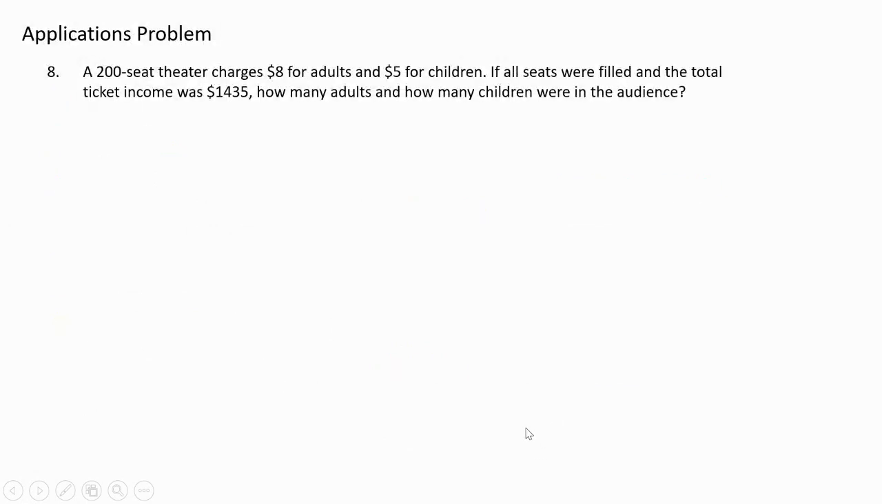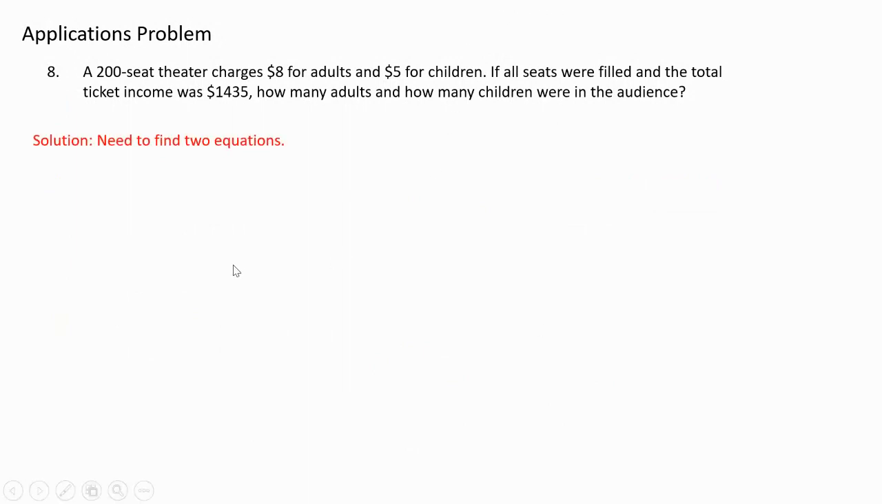Now, what we've done so far applies in real life. So this is an example of how to apply this in real life. This is number 8. A 200-seat theater charges $8 for adults and $5 for children. If all seats were filled and the total ticket income was $1,435, how many adults and how many children were in the audience?